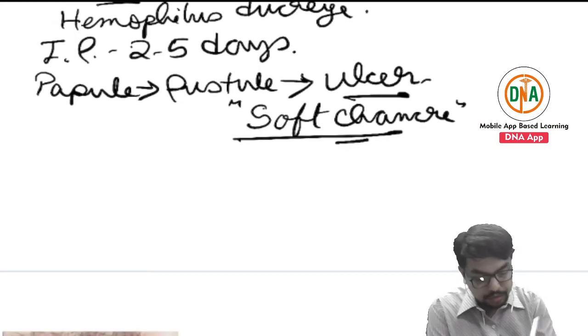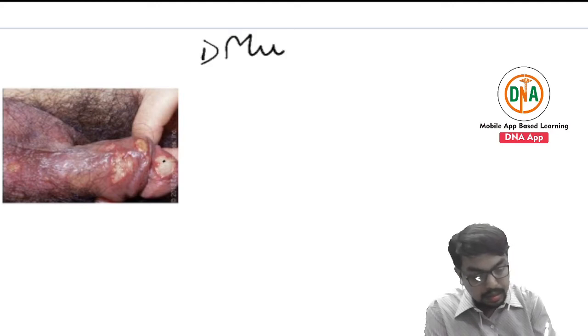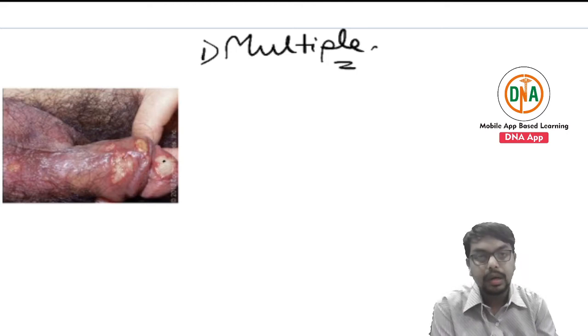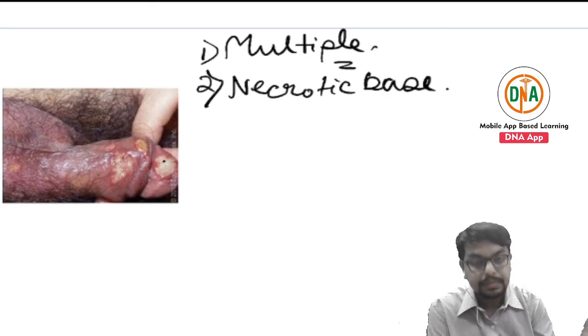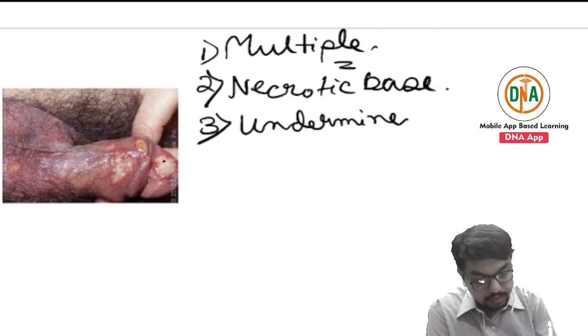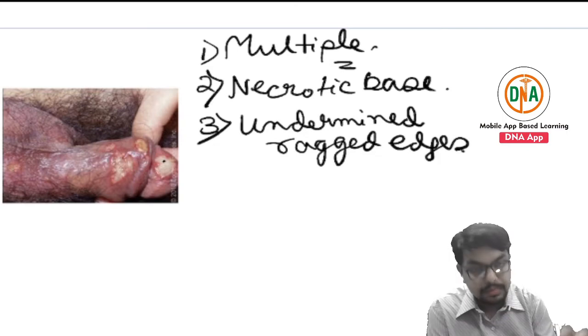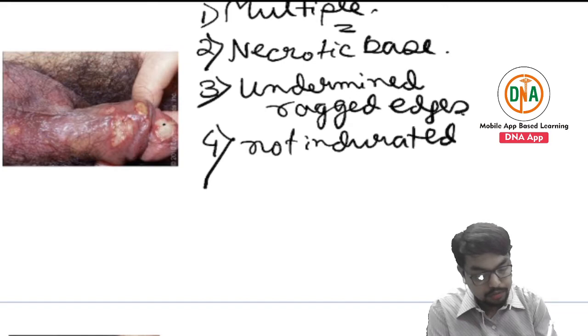Now, what are the features of soft chancre? See, these are the lesions of soft chancre. Number one, multiple in number. The base is not clear like your hard chancre. It is necrotic base. The margin is undermined margin with ragged edges. And it is not indurated, hence soft.